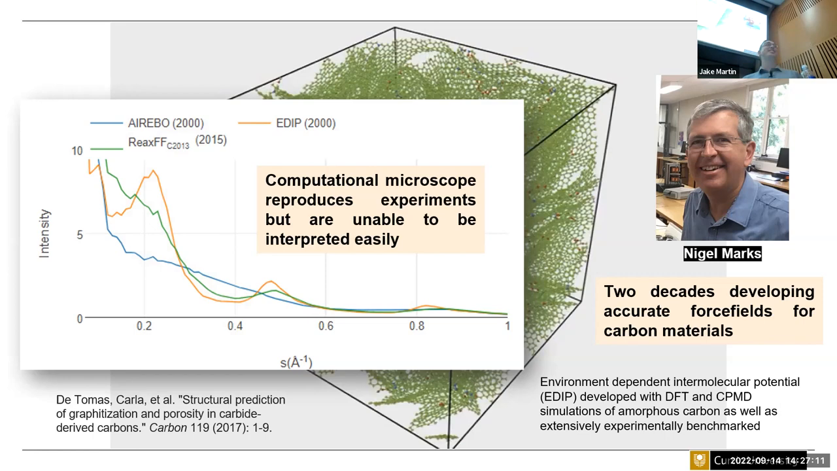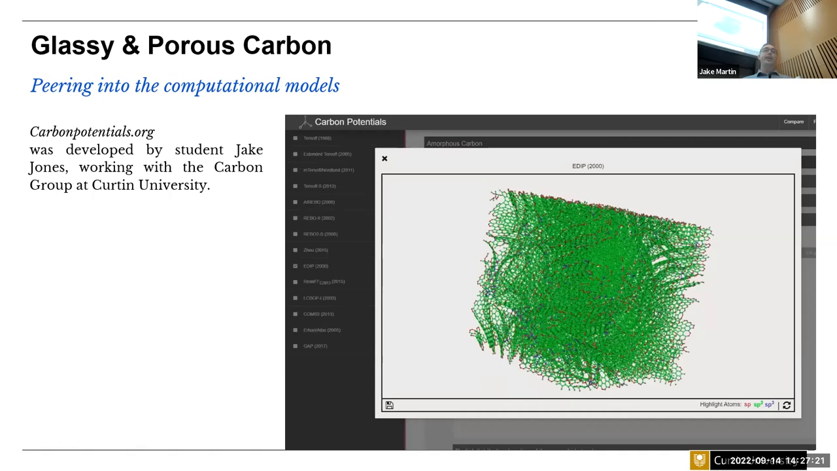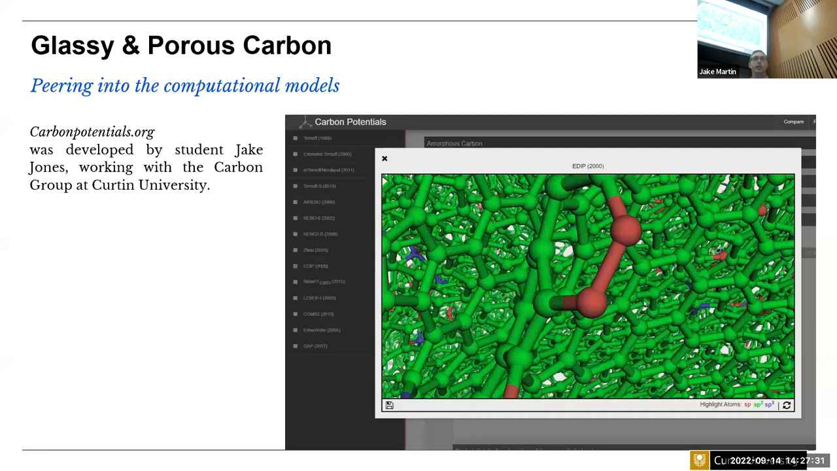So this is actually the website carbonpotentials.com, and you can download the structure and look at it, and it's just very hard to interpret. It's actually a periodic simulation, so the box edges you see are not real edges. It's actually connected across the periodic boundary, which really is difficult to think about. And it's just very hard to look at.